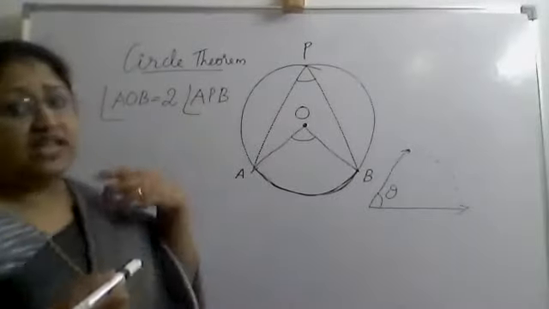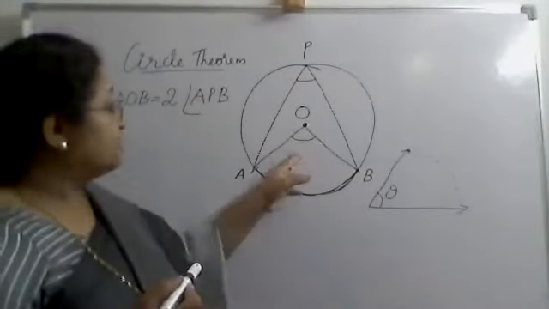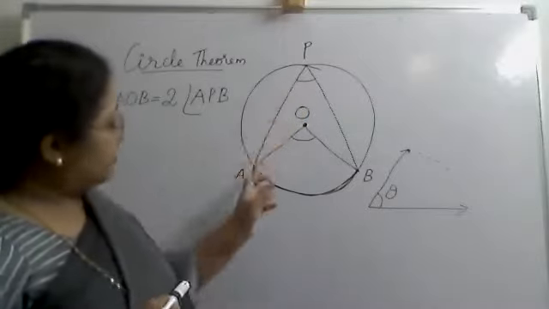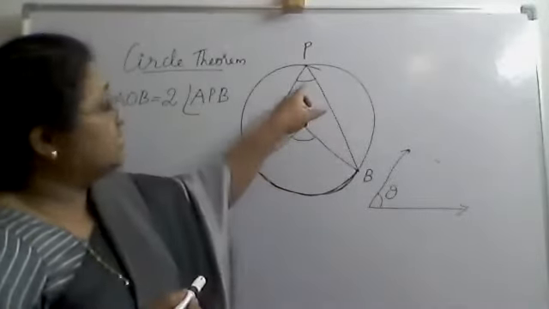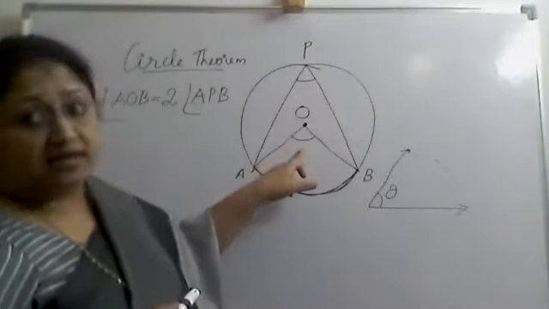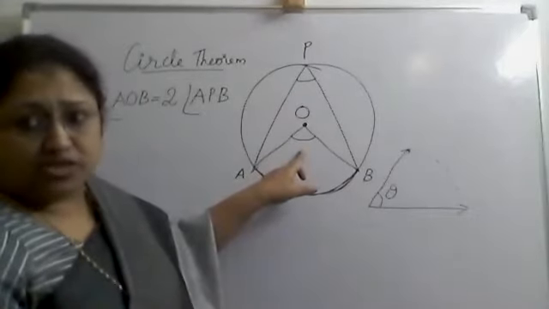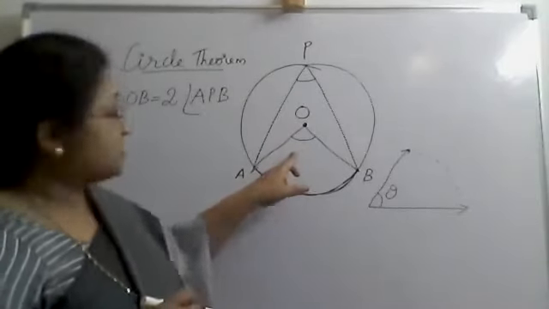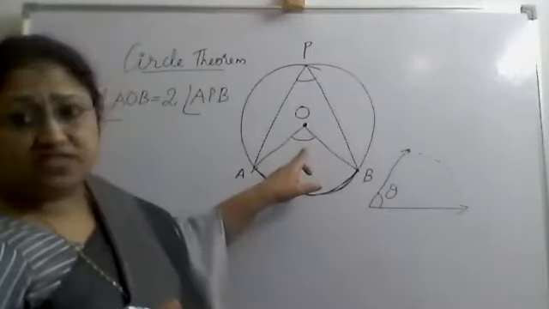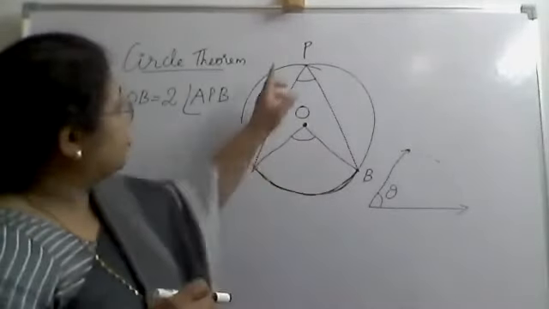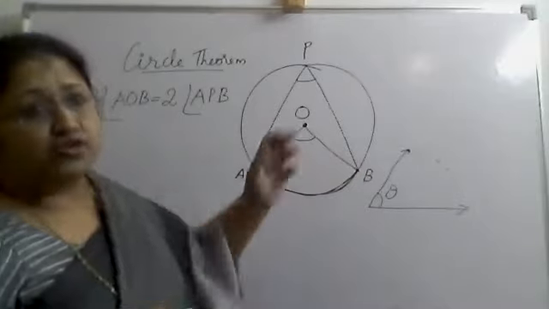For example, with the help of an angle measure, I can tell you if this portion of the angle, APB, is 60 degrees, what about the central angle then? Central angle will obviously become 120 degrees. Or I can ask you the reverse. If this central angle is going to be 110 degrees, what about APB? Half of the central angle, it will be 55.